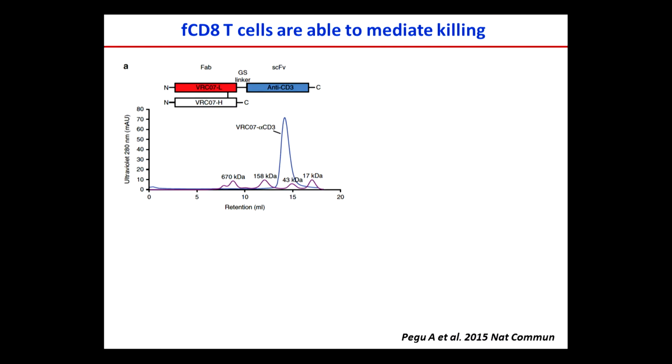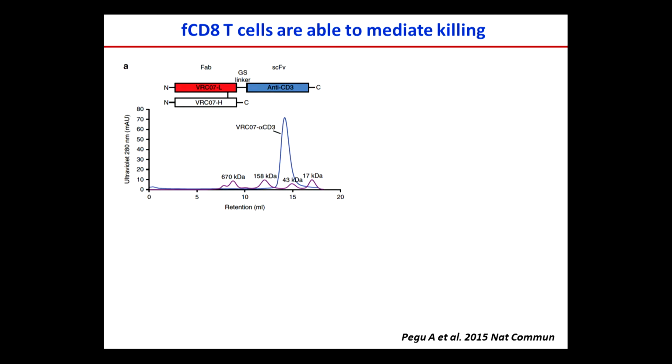How can we actually measure effectively whether this cytolytic potential exists, whether these cells can actually kill? Well, the way we do this is to use a bispecific antibody. In this case, half of it is VRC07, which recognizes HIV envelope. The other half is an anti-CD3. These can be produced quite nicely.